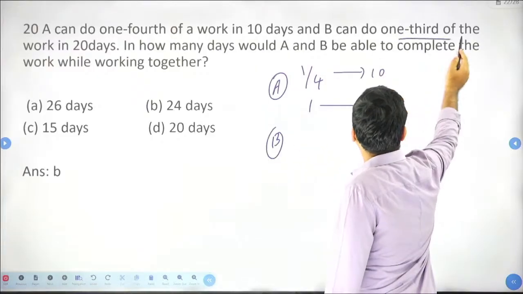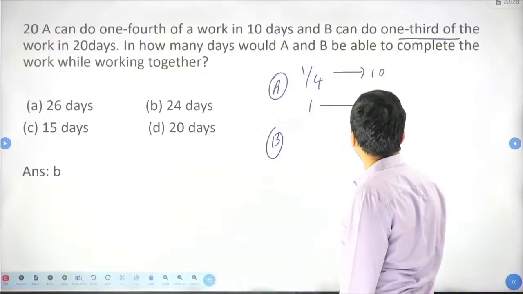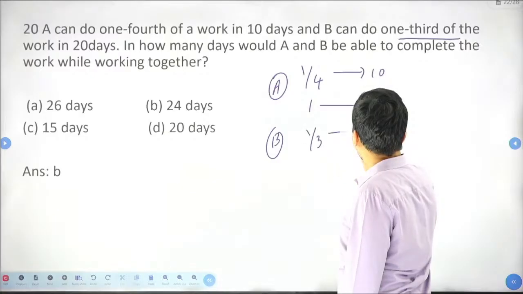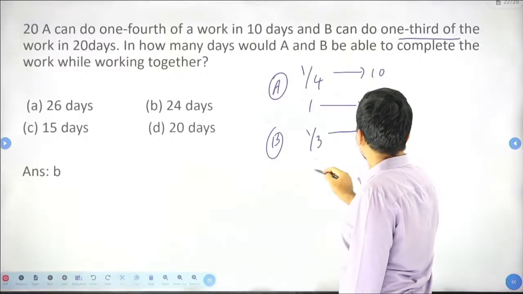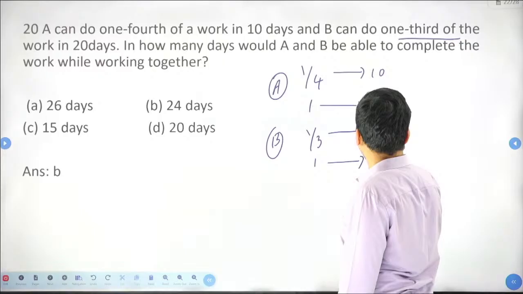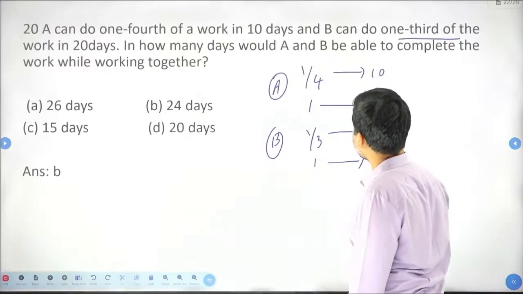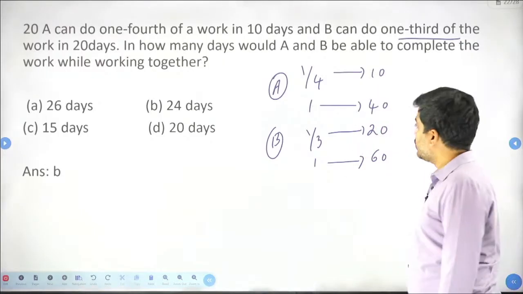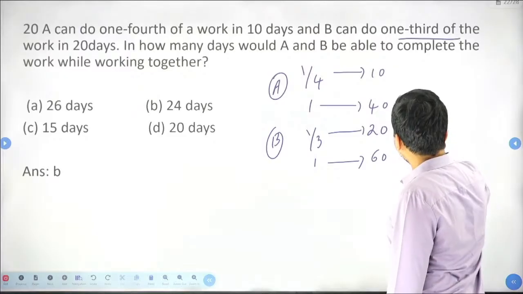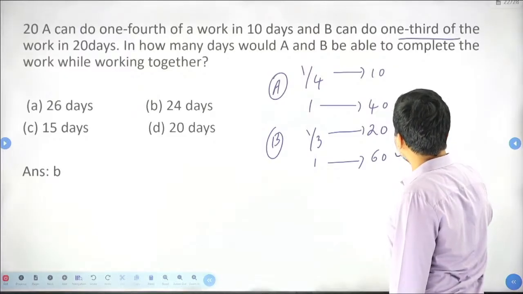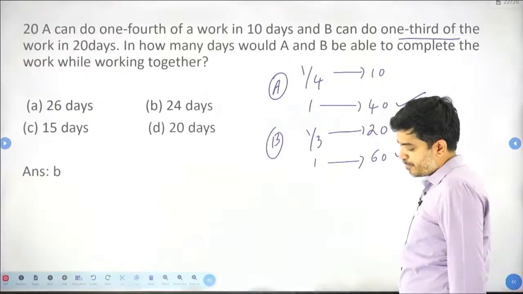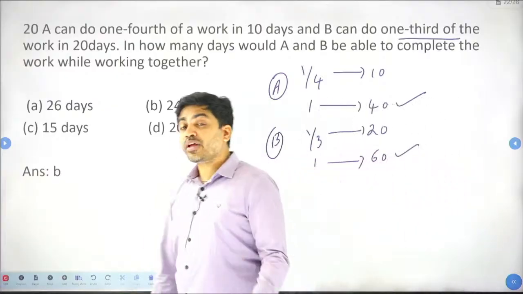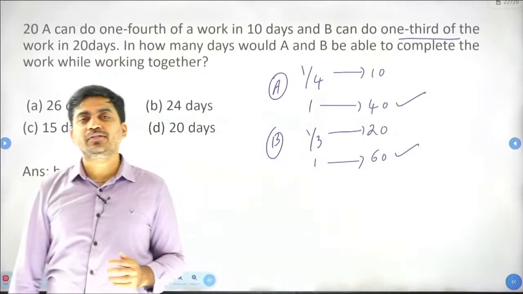About B, B can do 1/3 of the work in 20 days. So one work in 3 into 20, how much? 60. A is doing work in 40 days. B is doing work in 60 days. Now, if they work together, how many days they will take?